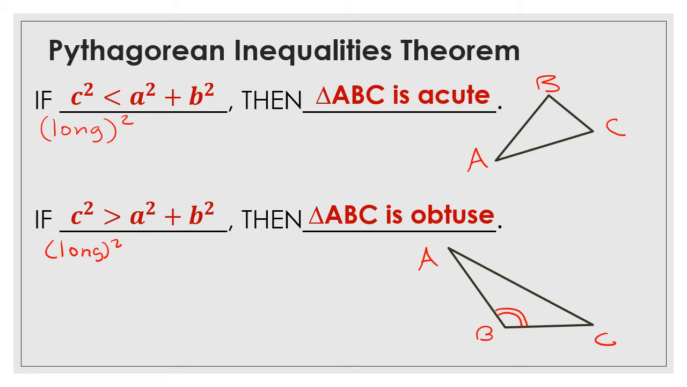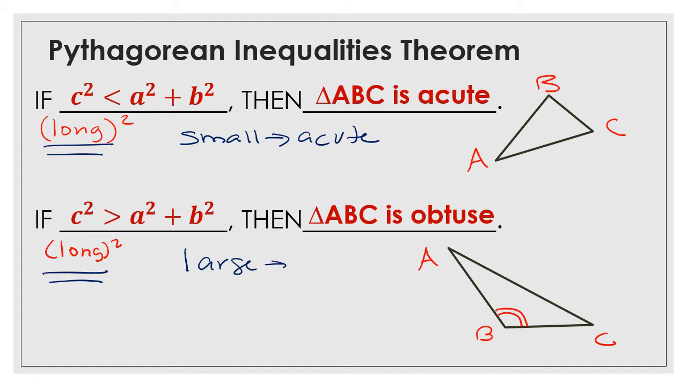The key to this is always making sure you isolate that longest side. For me, I put it on the left-hand side because if it's smaller, when I think of the word smaller, that is associated with the word acute. And when I think c squared is larger, larger is easier for me to associate with the word obtuse.